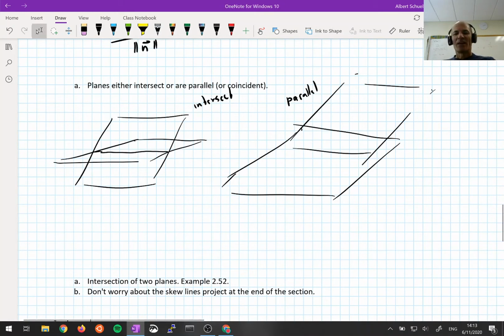All right. How do you imagine that we might figure out that they're parallel? You can imagine that they'll be parallel if the normal vectors for the 2 planes are parallel. So if n1 and n2 point in the same direction, and I use this double vertical bar notation to indicate that, then they're parallel. And if n1 is not parallel to n2, then they must intersect, and they'll intersect in a line.